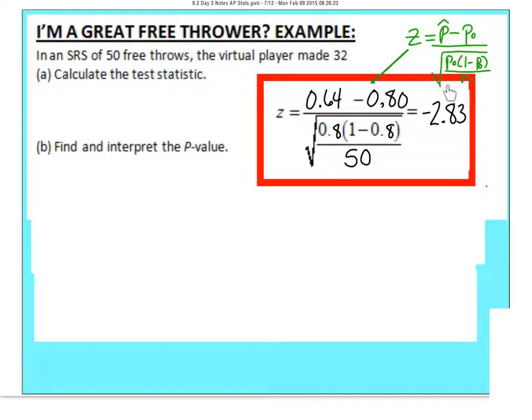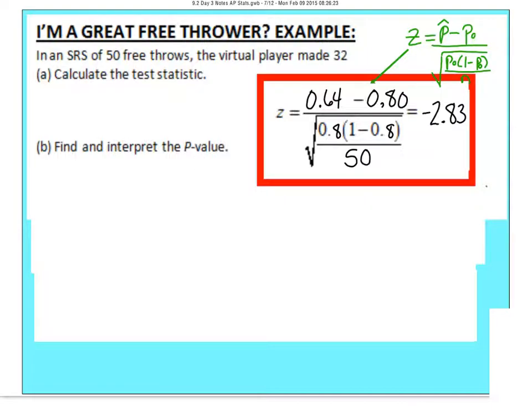We're going to calculate the standard error for that null hypothesis using the 80% and our sample size of 50. Now the actual sample, when we did it for the free throw individual, he made 64% of his shots. So based on this, the test statistic comes about as a negative 2.83. Okay, now they want us to actually find and interpret the p-value.